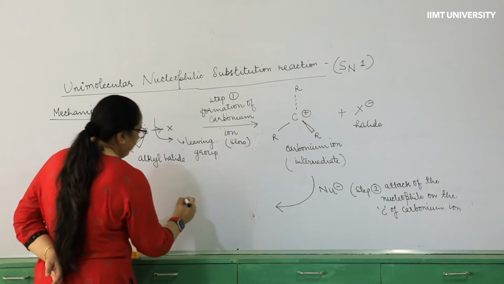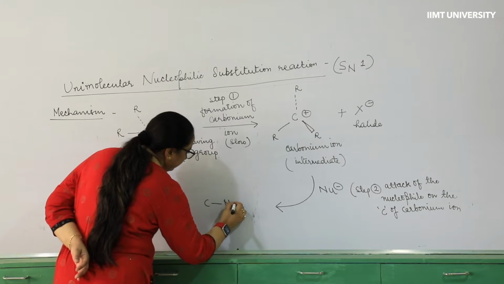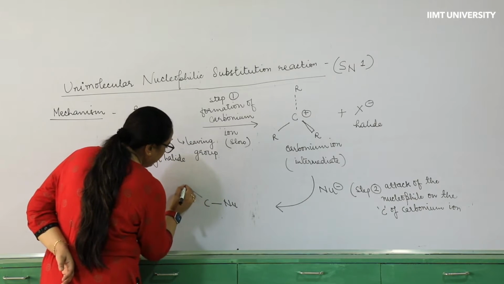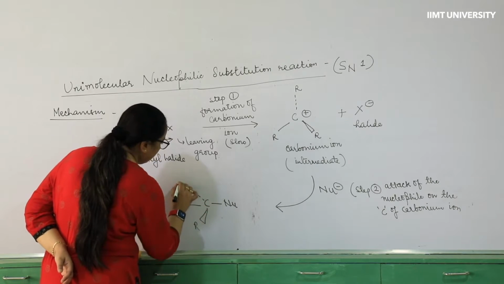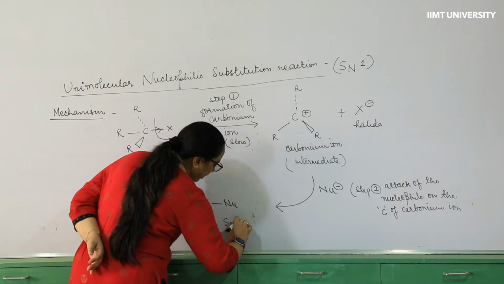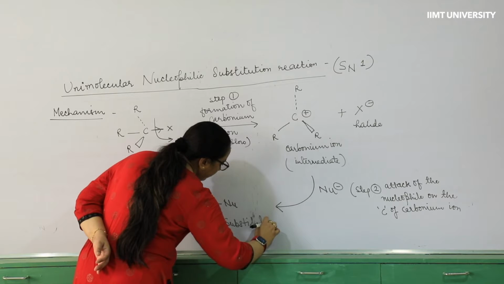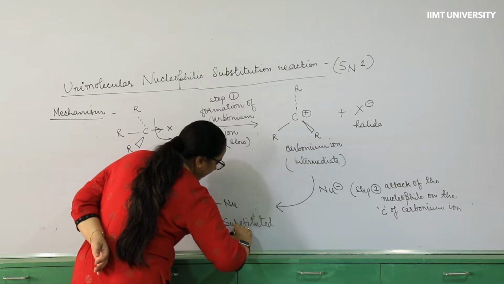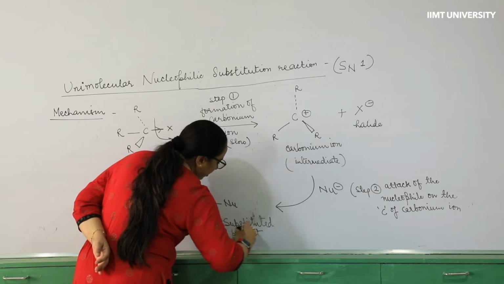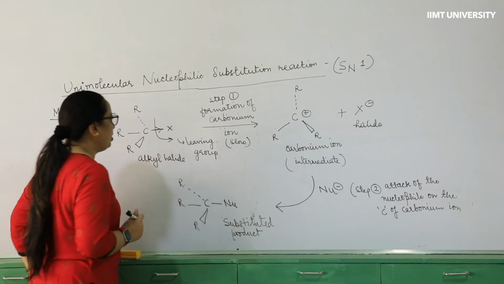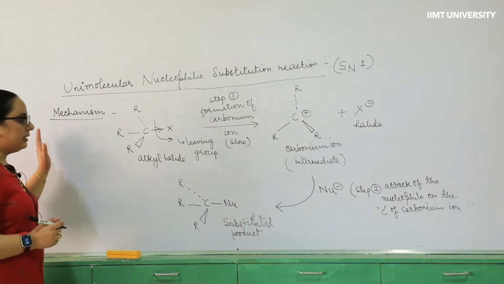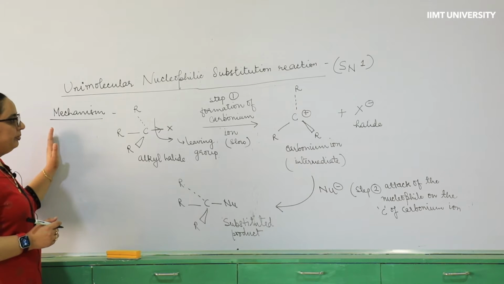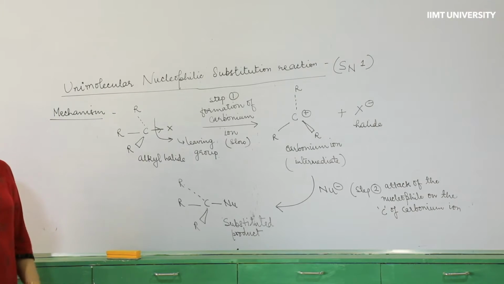Then finally, there is the formation of the product. We can say the substitution product. This is the substituted product in which the halide, which was previously taking one of the positions, is replaced by the nucleophile. So this is the mechanism of the unimolecular nucleophilic substitution reaction.